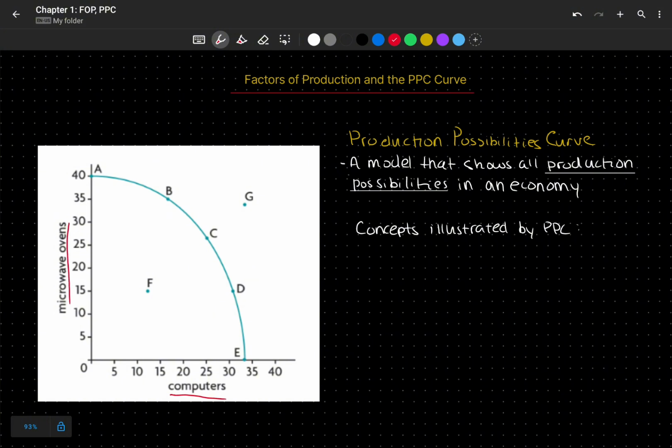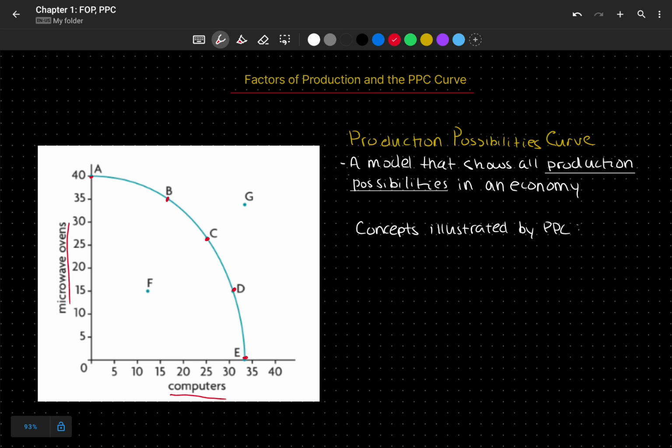So the PPC curve is a model that shows all production possibilities in an economy. And a production possibility is any point on the curve itself. So A, B, C, D, or E in our case. And what's important to realize about a production possibility is that it's only possible if the economy is at full employment of resources and at maximum efficiency. So that means every single worker is productive. It means that no resources are wasted, etc., etc.